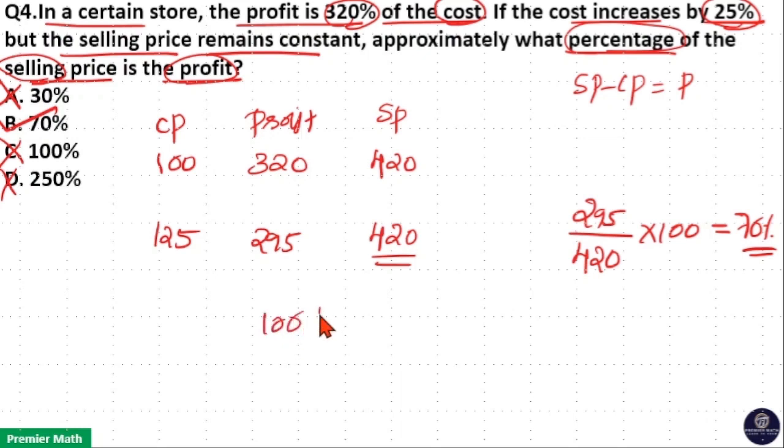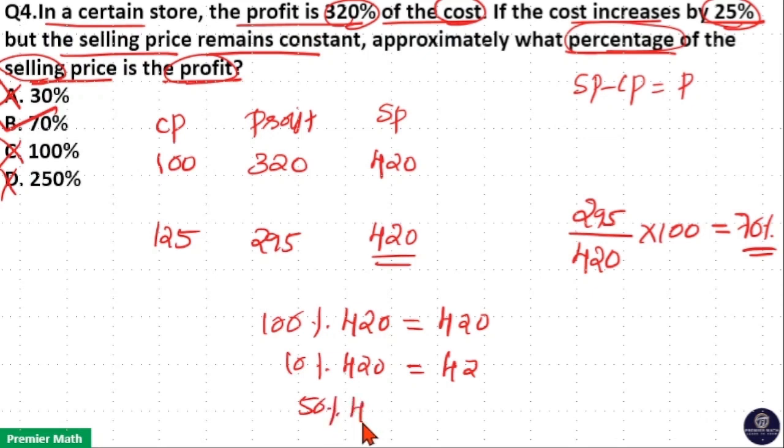Here 100% of 420 is equal to 420. Now 10% of 420 is equal to, 0 cancel, that is 42. Now 50% of 420 is equal to half of 420, that is equal to 210. Now you can see 295 is the value here. So 295 is how much percentage of 420? 295 is 70% of 420.